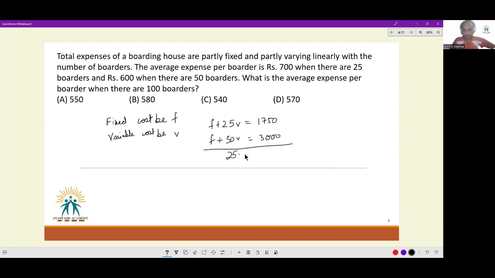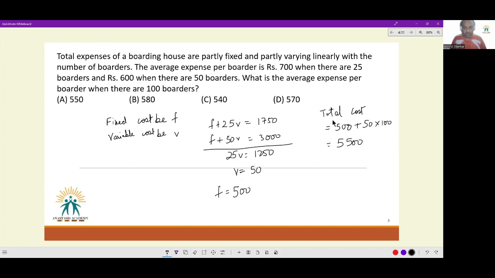We have 25V equal to 250, or V is equal to 50. Variable cost per boarder is 50. So what will be the average? Now, because variable cost is 50, we can also say fixed cost is 1750 minus 1250, or fixed cost is 500. So when there are 100 boarders, total cost will be equal to 500 plus 50 into 100, which adds up to 5500.